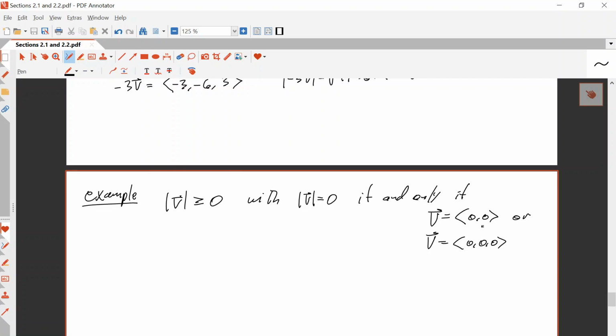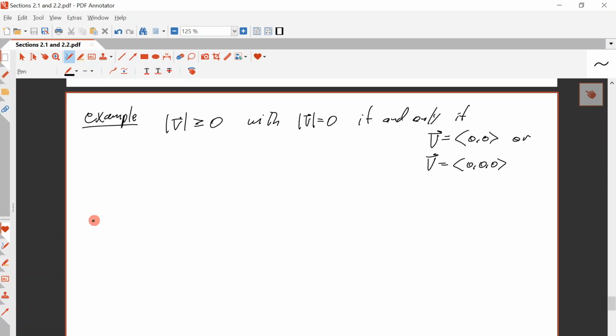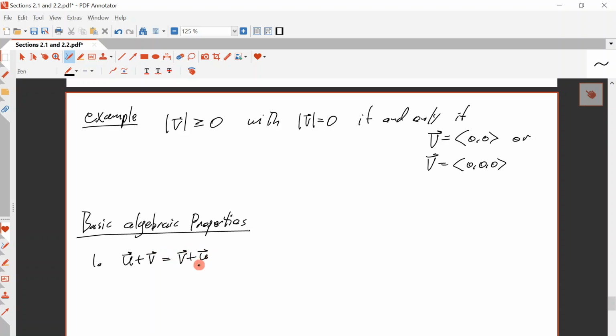So we've got several operations with vectors now. We've got this scalar multiplication, we've got this addition, and then we know this thing about length as well. Here are some basic algebraic properties. One, u plus v is equal to v plus u, right? Because regular addition of real numbers is commutative, vector addition, which is just adding up coordinates one by one, has to be commutative as well.